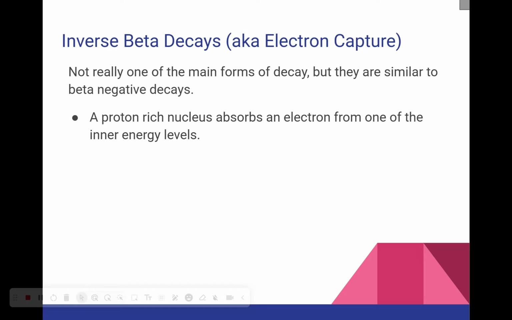But this is also a great example of how we can show you a decay that you haven't studied before, and it follows all the rules, and as long as you write it out following the rules, you'll be okay. So the crazy thing that happens here is a proton-rich nucleus absorbs an electron from one of its inner energy levels. Now that sounds kind of weird, but think about it. This is basically a proton pulling in an electron so that it can become a neutron. That's effectively what's happening. So in that process, the proton sucks in the electron.